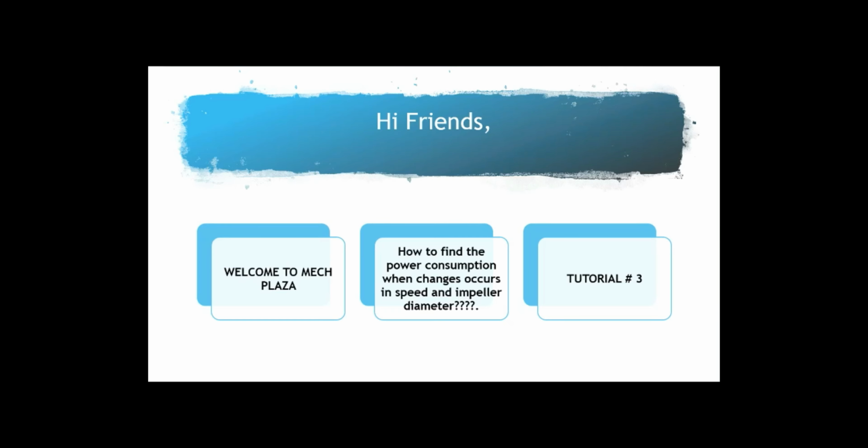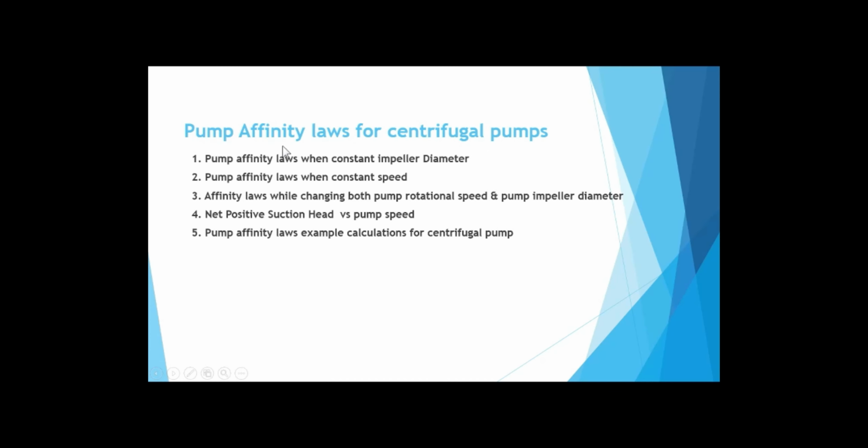So in my previous video I explained about pump affinity loss. This tutorial is a continuation of that tutorial, so please watch the last tutorial to understand clearly about today's topic. This is my third tutorial. In this tutorial we are going to know how to find power consumption when changes occur in speed and impeller diameter. Pump affinity loss for centrifugal pumps.